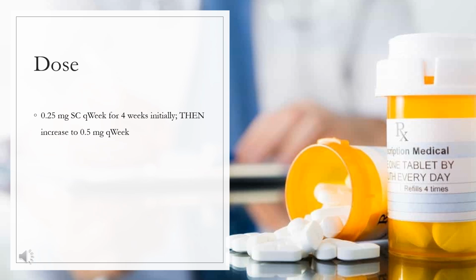Oral, Rybelsus. Indicated as an adjunct to diet and exercise to improve glycemic control in adults with type 2 diabetes mellitus. Initial, 3 mg PO q-day x 30 days. The 3 mg dose is intended for treatment initiation and is not effective for glycemic control. After 30 days on 3 mg per day, increase to 7 mg PO q-day. After 30 days on 7 mg per day, may increase dose to 14 mg PO q-day if additional glycemic control needed. Note, taking 2 7 mg tablets to achieve 14 mg dose is not recommended.